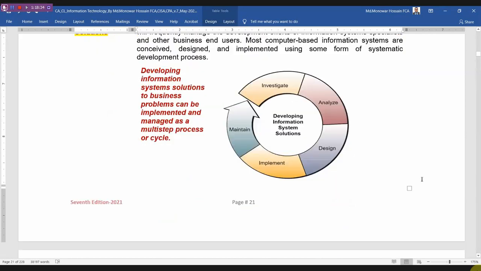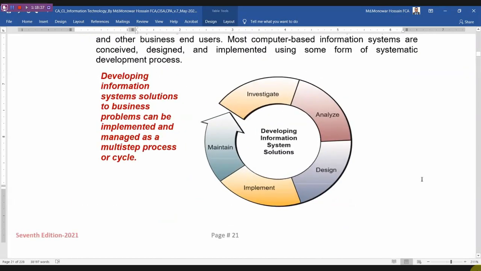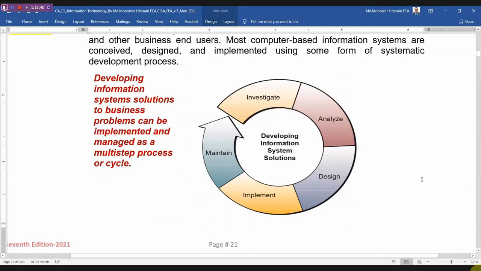So if we see here, developing an information system solution to a business problem can be implemented and managed as a multi-step process or cycle. That cycle is this one. This is the information system development cycle. First we have to investigate what system we need. Then after investigating, we have to analyze which systems are applicable for our organization.